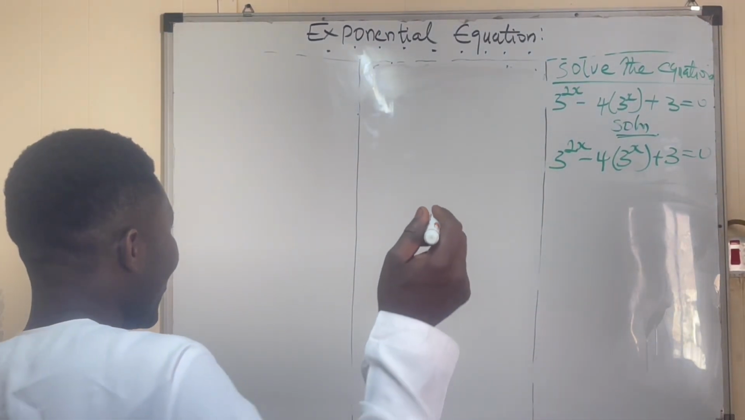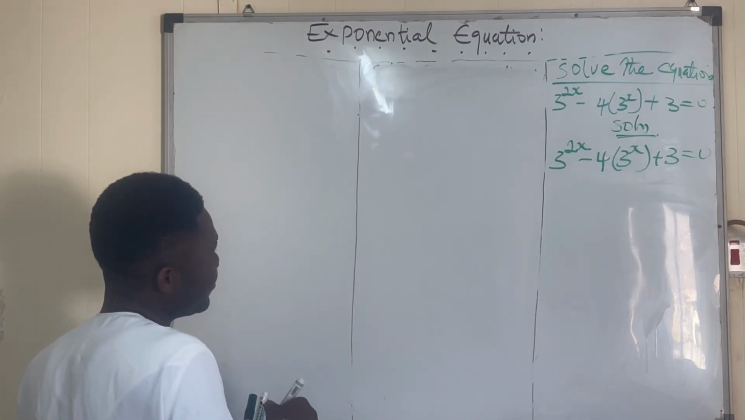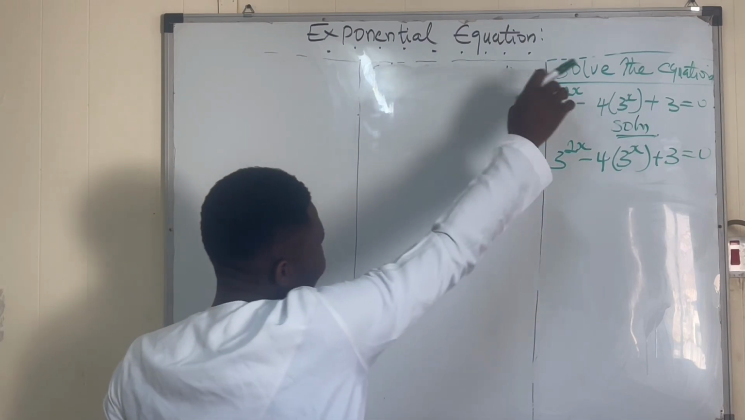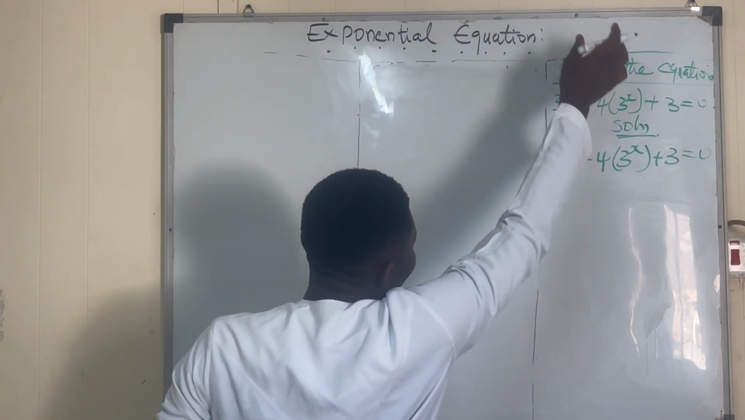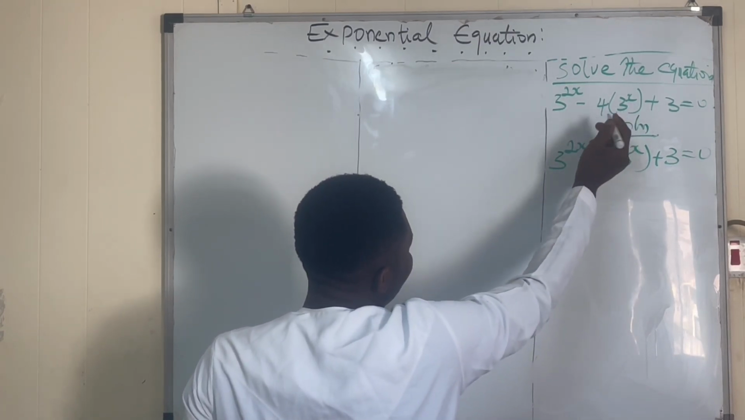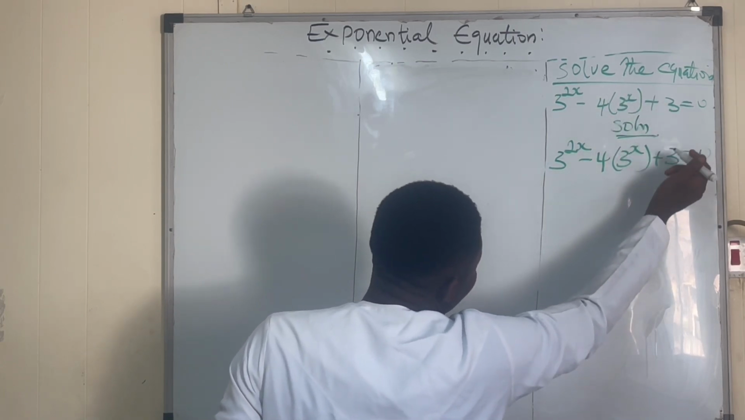So today we want to treat exponential equations. We have treated them already, but we have one question that we want to deal with, and this question will lead us to a quadratic equation. So from here, we have 3 raised to the power of 2x minus 4 bracket 3 raised to the power of x plus 3 equals 0.